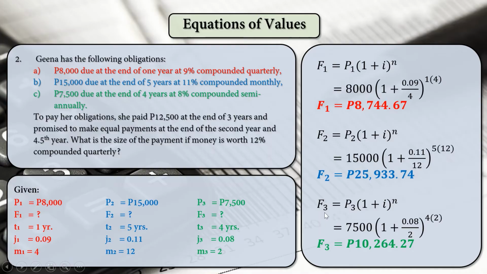Finding for F3, yung pangatlong obligation, the future value is 7,500 times 1 plus 0.08 divided by 2 raised to the exponent of 4 times 2. So this will be equal to 10,264 pesos and 27 centavos.